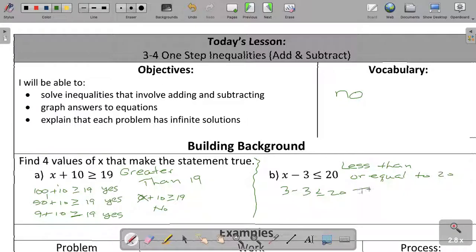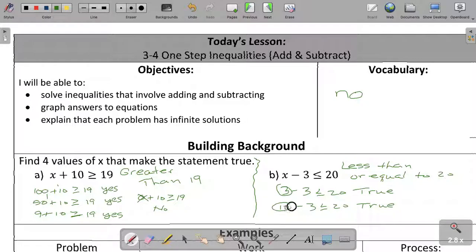Let's try 3. 3 minus 3 less than or equal to 20. That's true. 3 minus 3 is less than 20. How about 10? 10 minus 3 less than or equal to 20? Well, that's 7. Is 7 less than 20? Yeah, that's true.